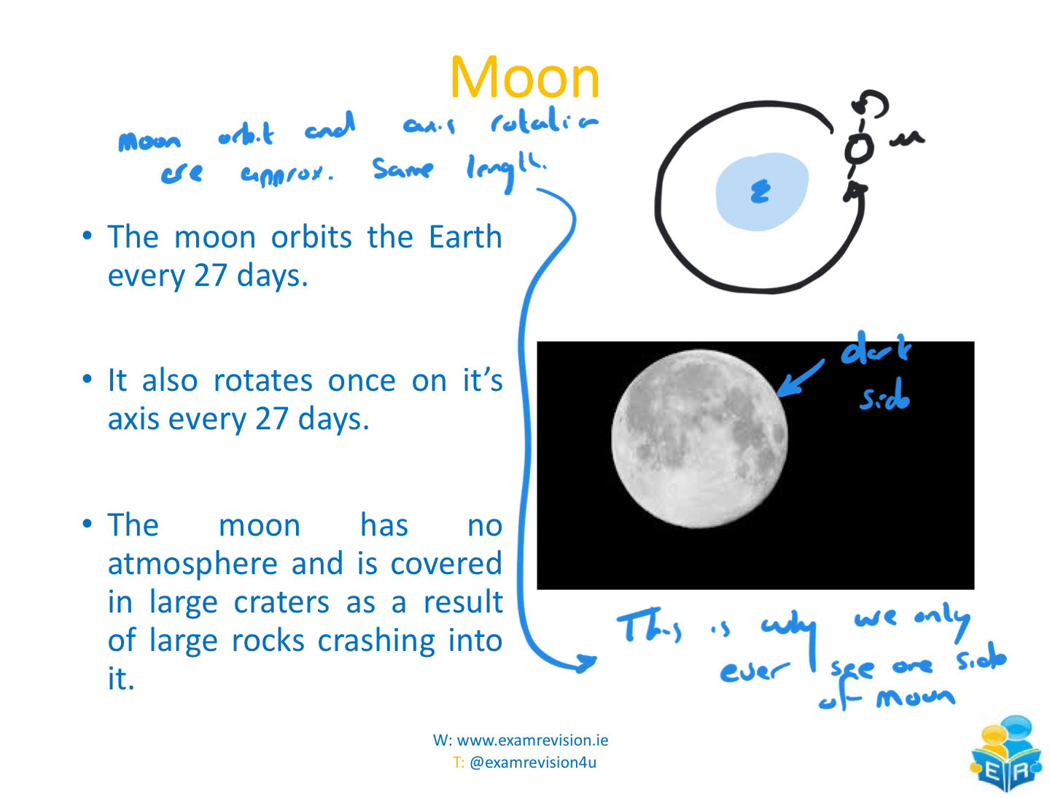Now, important to note here as well, the moon also has no atmosphere and is covered in large craters. This is as a result of large rocks crashing into it, and you can see some of those craters in the diagram over here. Okay, so that's the moon.